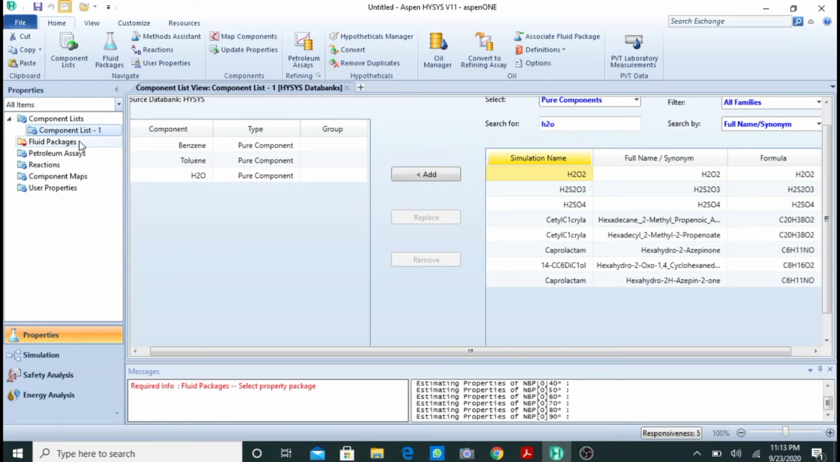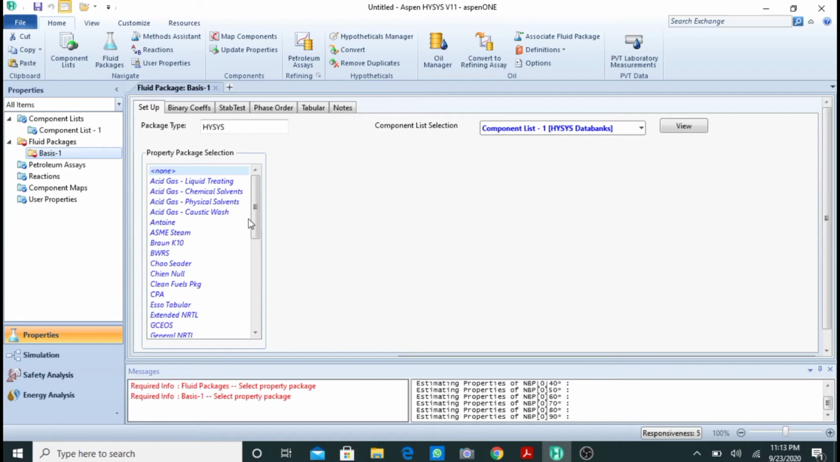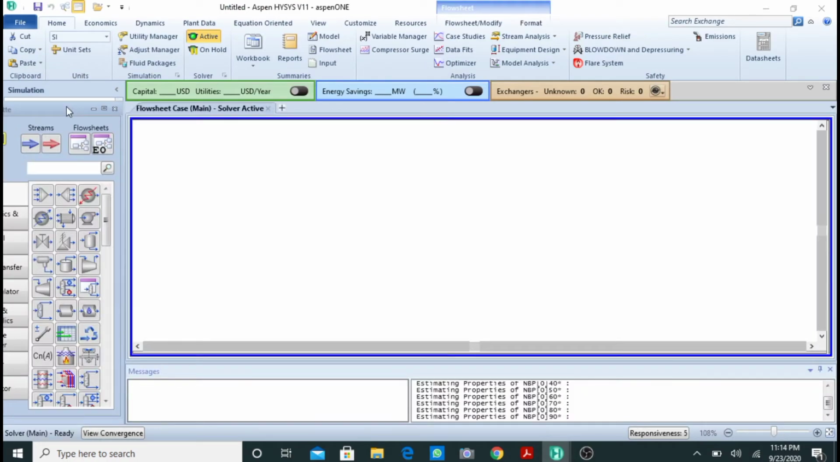For the fluid package we will take Peng Robinson. I will select Peng Robinson. After this there are no chemical reactions involved, so we will directly go to the simulation environment.